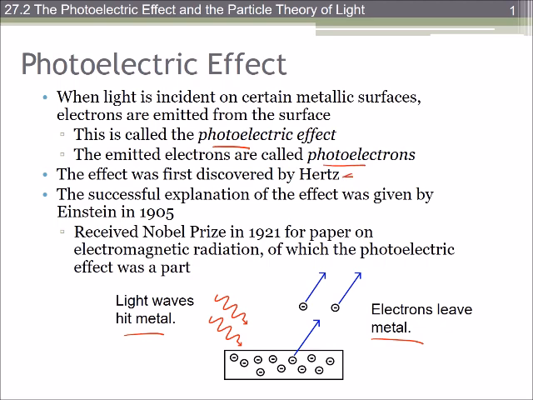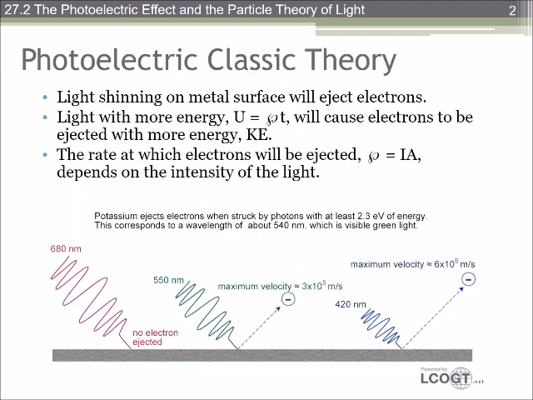This was first discovered by Hertz in the late 1800s, but we didn't get an explanation until Einstein, who won a Nobel Prize for it in 1921. The classic theory predicted that, okay, light on, electrons off, cool. The classic theory said we should be able to shine any light, red light, blue light, and it should give us electrons, just maybe fewer. So light with more energy will cause the electrons to be ejected with more energy.